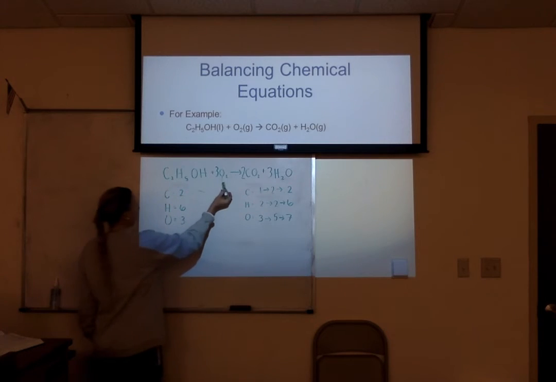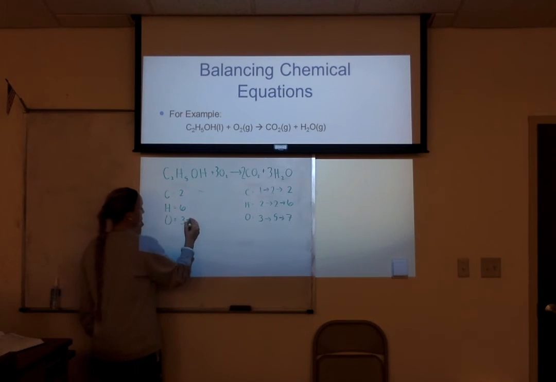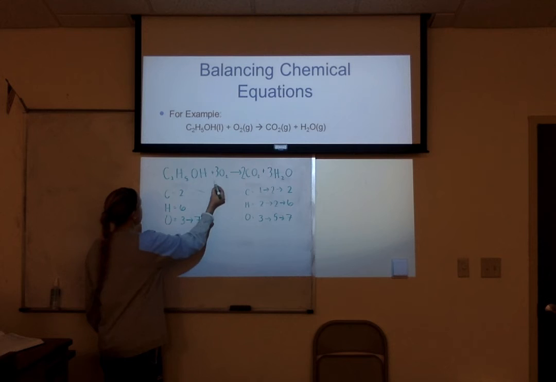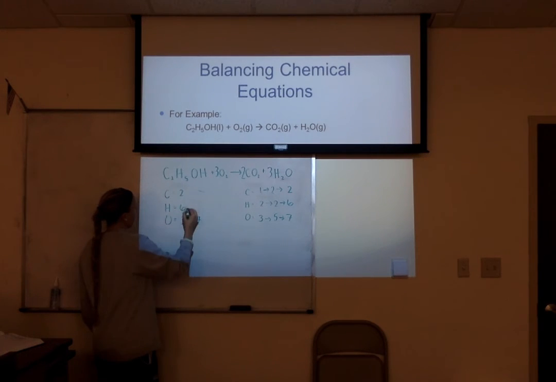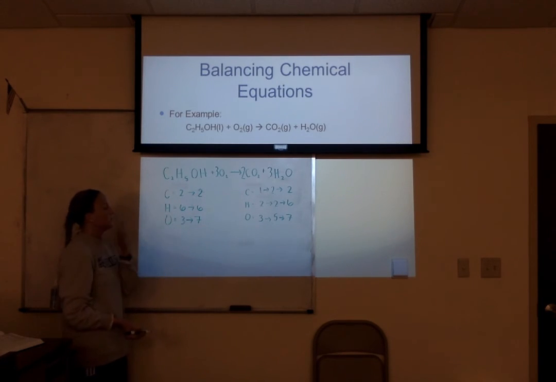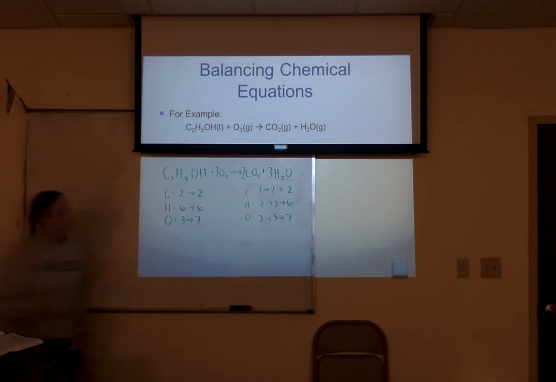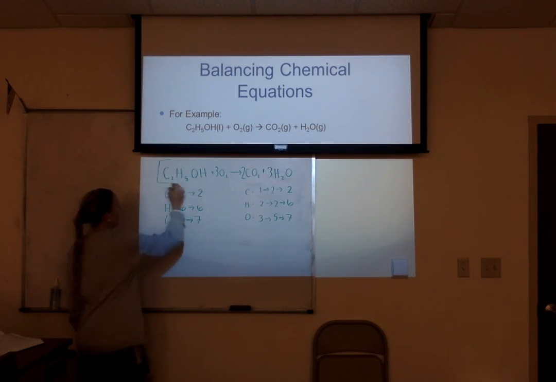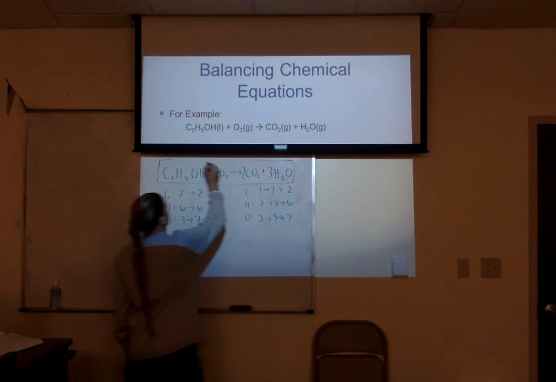By placing a 3 in front of the O2, we now have 6 here plus 1, so 7. And placing it here doesn't bother any of the other elements within the equation. So you still have 6 and 2. Now we have a balanced equation. So now that we've double checked our numbers, 2 and 2, 6 and 6, 7 and 7, this is our final balanced equation for ethanol and oxygen.